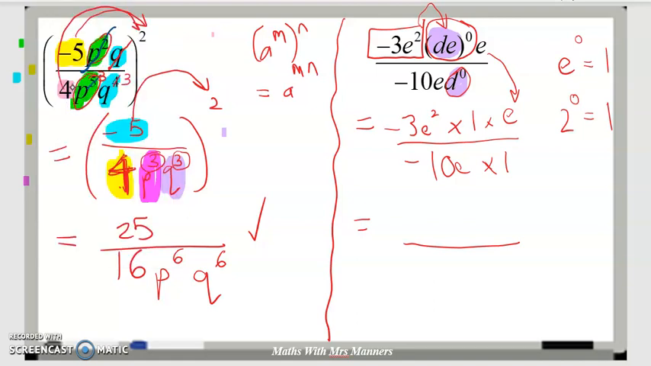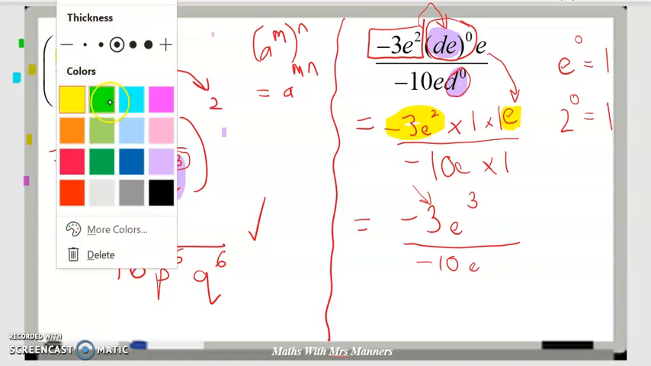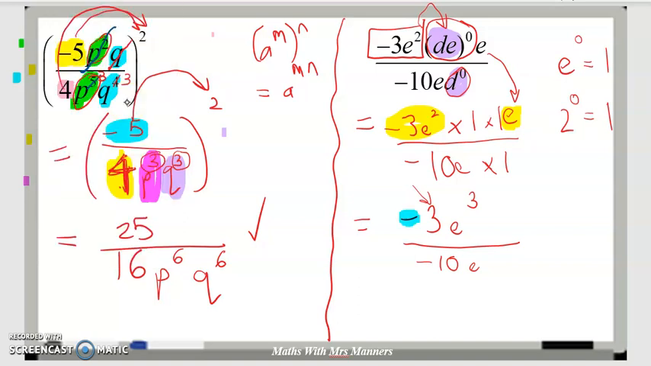Let's multiply what's in the numerator. So minus 3e squared times e. Well, the multiplication rule would be to add the powers. There's an imaginary 1 here, so minus 3 times 1 just stays as minus 3. And in the bottom, minus 10e times 1 is just minus 10e. Now, some people might think we're finished, but really we aren't. We've got 2 more things to do. You need to be aware of when to tidy.